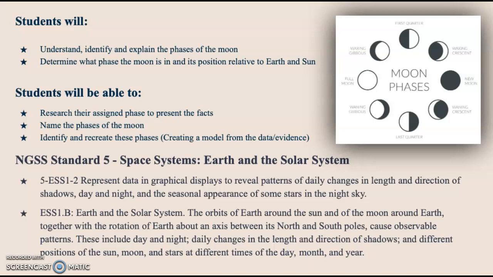So this is what the slides will look like, and I do have more student-friendly slides, but I did want to put a different background for this so you guys are able to see everything that I have submitted. Basically, this is just explaining what students will be learning, what they will be able to do afterwards, and obviously the NGSS standards for space systems, Earth, and the solar system. It's just explaining what standards they have to meet.